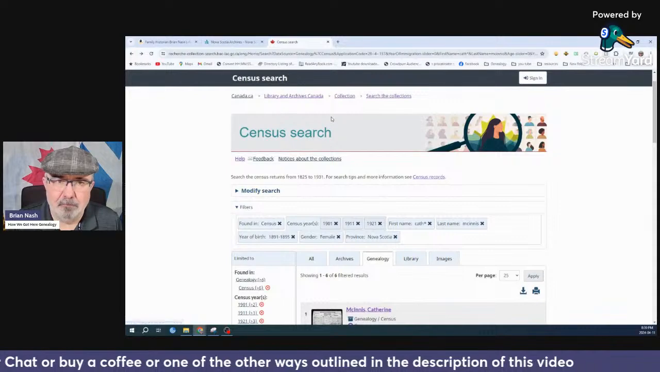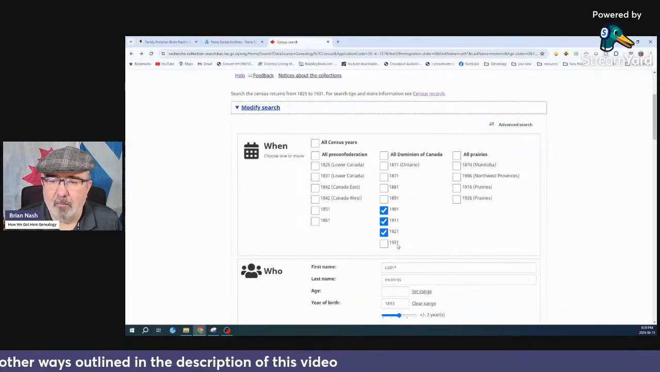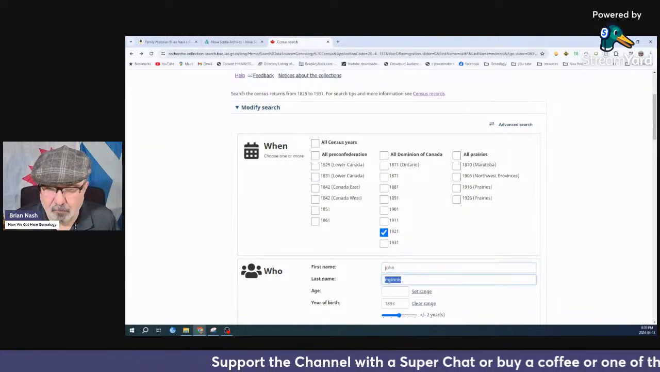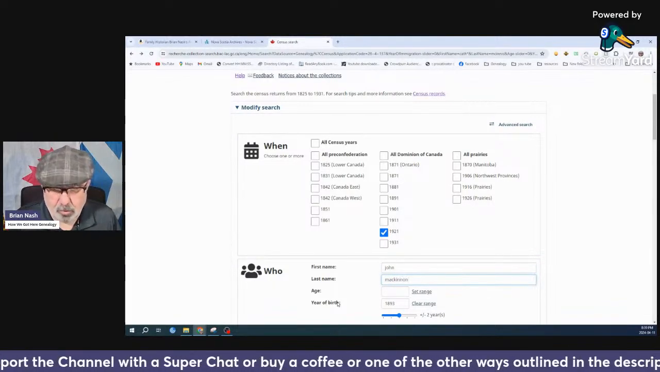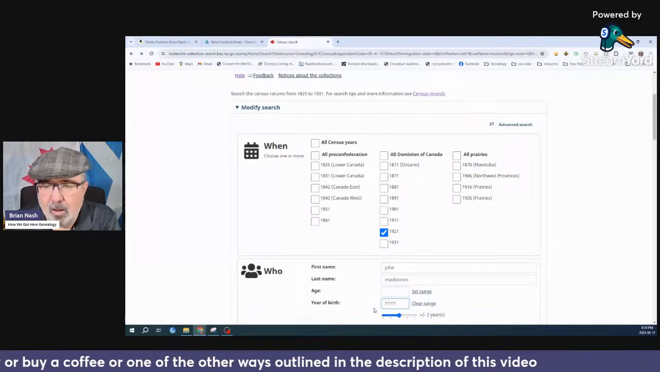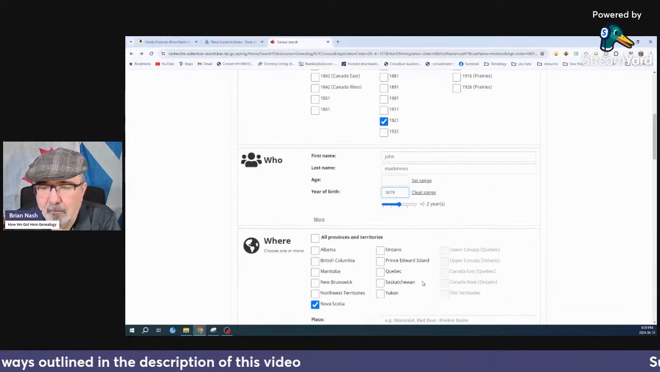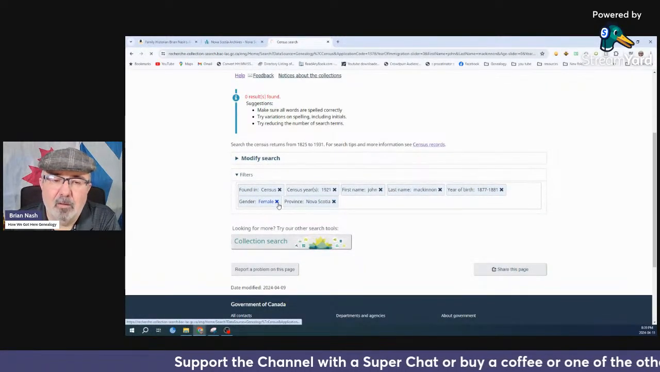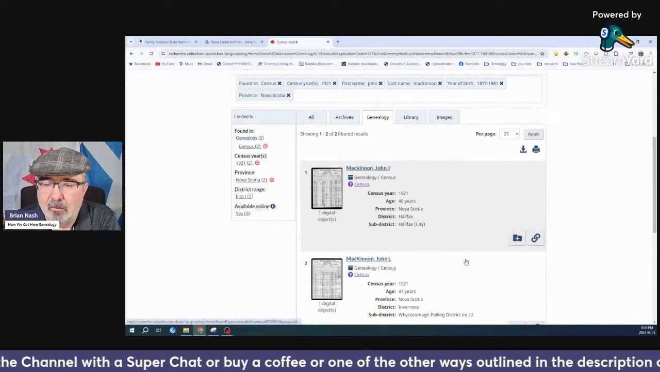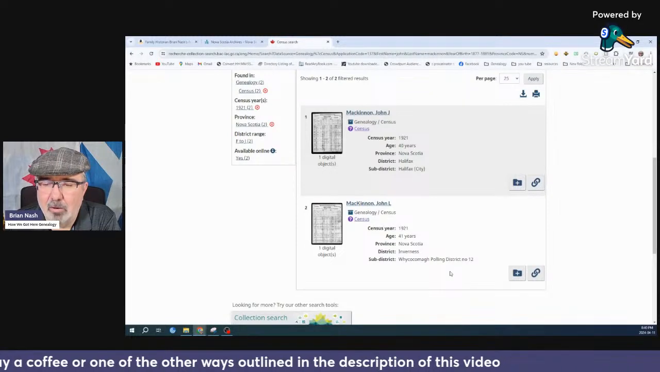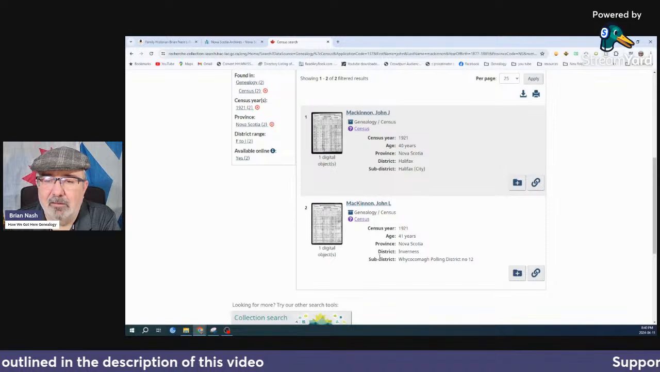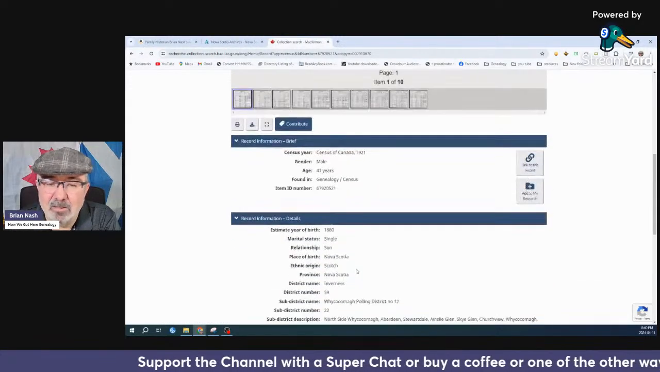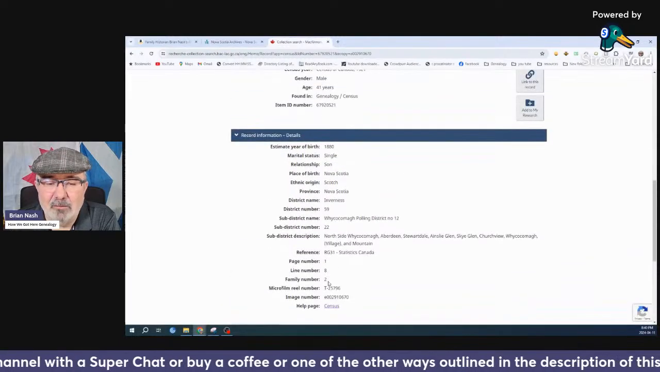So we're going to modify, and we're going to look at 1921 specifically. We're looking at John McKinnon, and he was born in 1879, I believe. And we're looking in Nova Scotia. I'm probably not going to find him as a female. So we have one in Waikakamo, and we have one in Halifax. This is more likely. So let's look. John L., he's single. He's a son. He's 41 years old. So he is family number two, line number eight.